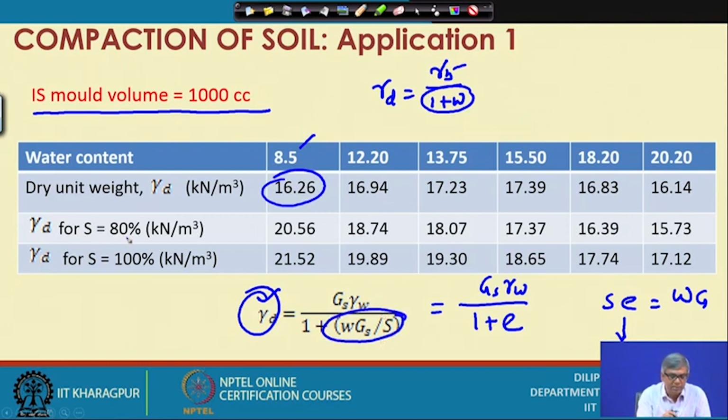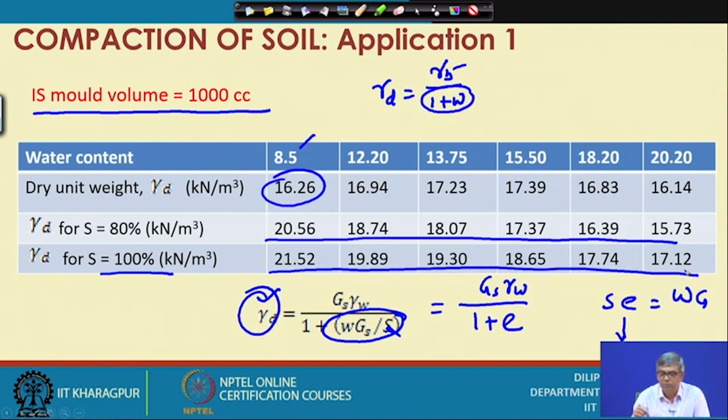Now in this, 80% saturation means I will take S equal to 0.8, and water content is the same, and Gs is the same, everything is unchanged, and instead of e I am now using this expression, and there once I will use 0.8, another time I will use 1. When I use 0.8, these are the results for different water contents, and when I use Sr equal to 1, these are the results. So moisture content versus dry density as obtained in the lab, with 100% saturation and 80% saturation, 3 data sets we have got, and these will be plotted now.